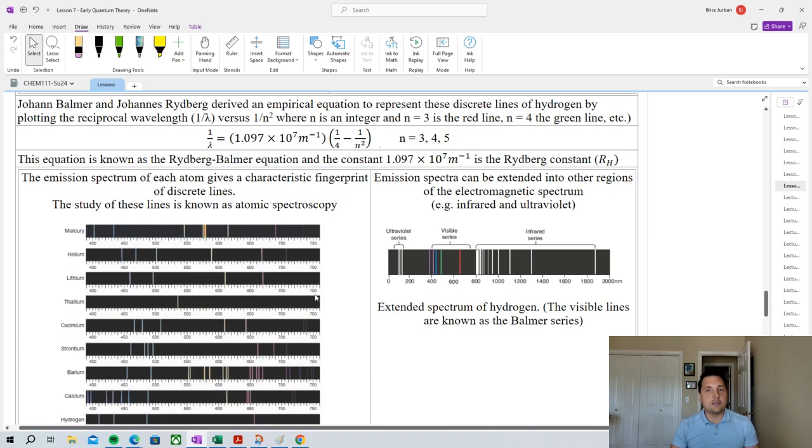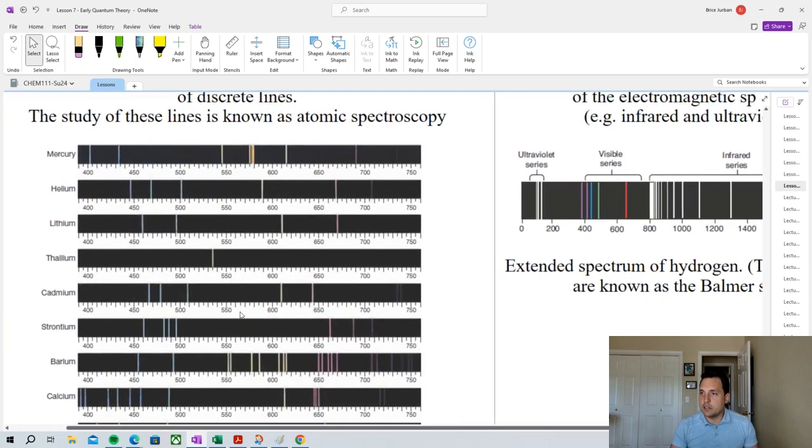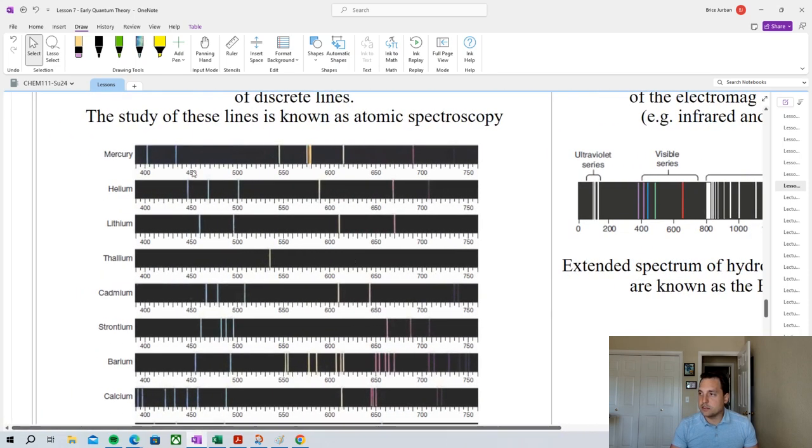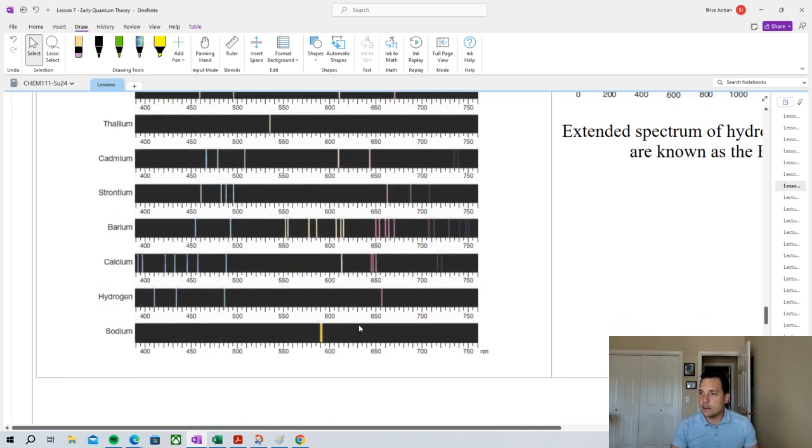And we can do this not just for hydrogen, but we can do it for all of the different elements. The study of these types of lines is known as atomic spectroscopy, and each atom gives a characteristic fingerprint. We can see here mercury's lines, helium, lithium, thallium just has one line there. And each one is very uniquely different.